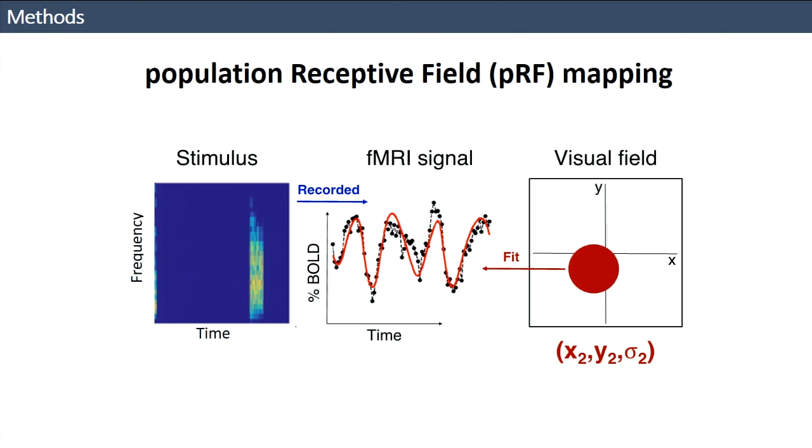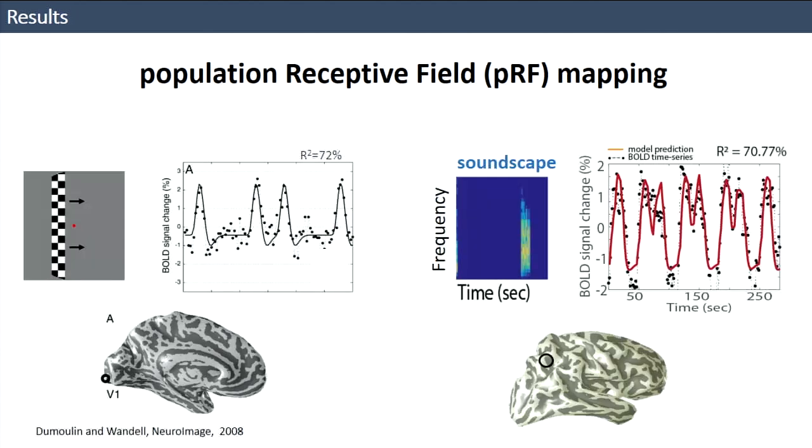So the PRF is modeled as a two-dimensional Gaussian, and it is described by three parameters: the location of the PRF in X and Y, and its size. And at each voxel, these parameters are adjusted so the predicted fMRI response will best fit the measured fMRI response. So let's see how well our model fits the data.